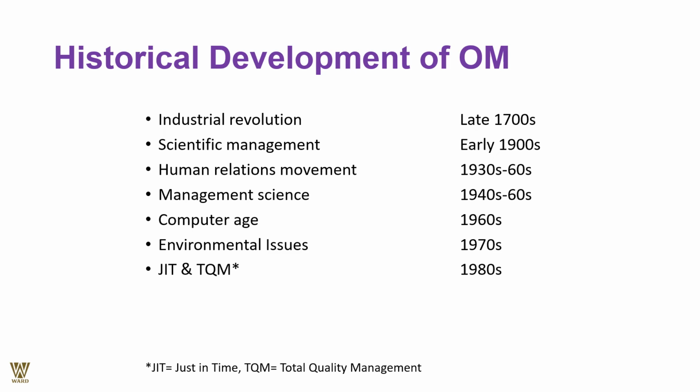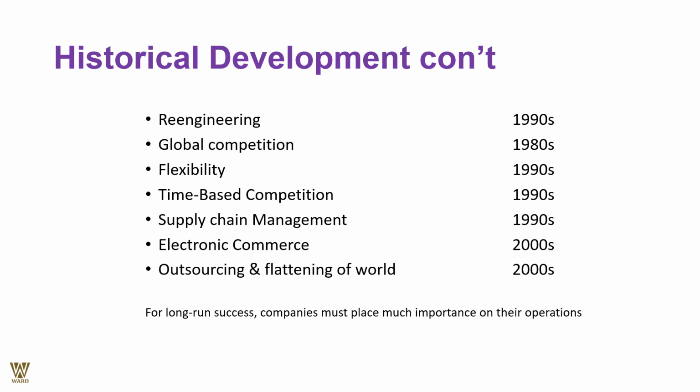and we are seeing a lot of changes: the computer age in the 1960s, environmental issues in the 1970s. Then we have just in time and total quality management, which predominated the 1980s. Right now we are into computer aided management, artificial intelligence and machine learning. But these are yet to happen or are in the process, in transition. What I am stating here is the historical development of operation management. Remember, re-engineering started in 1900.